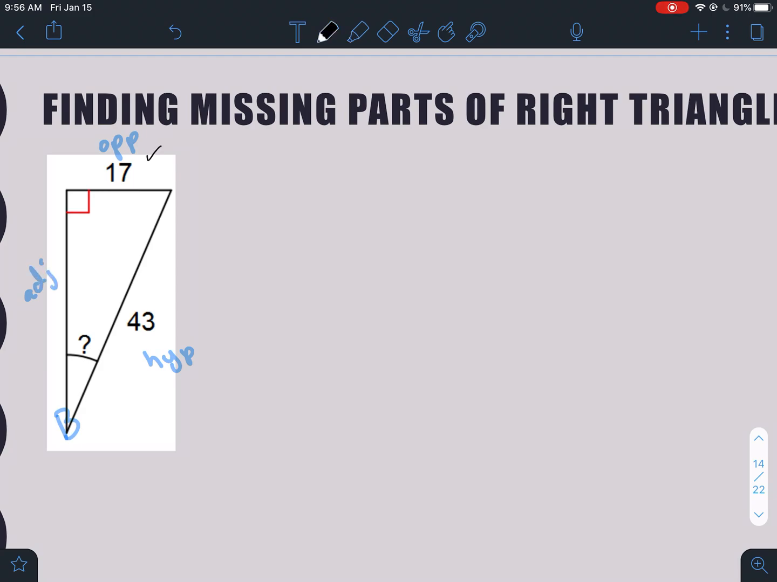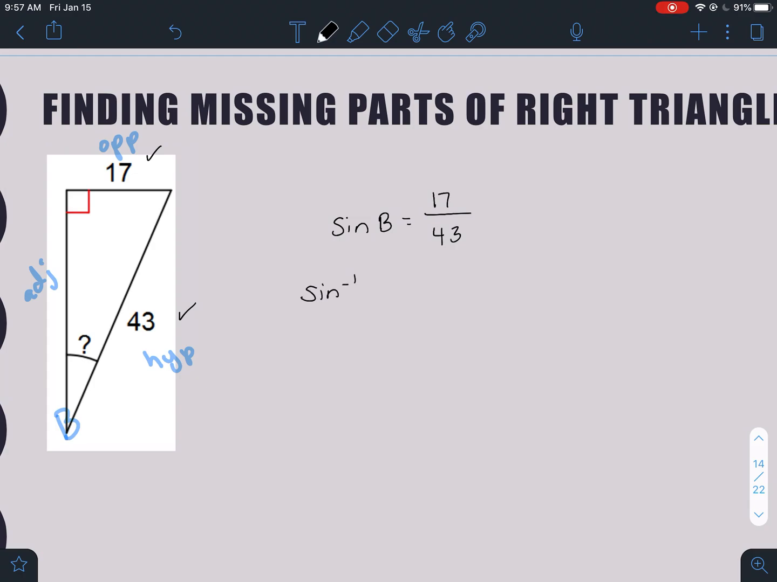What two sides do we know about? We know about the opposite, and we know about the hypotenuse. Which trig ratio goes with opposite and hypotenuse? Sine does. So the sine of my missing angle, and we called that B, equals the opposite side 17 divided by the hypotenuse 43. Again, I have sine B, but I just want to know what angle B is.